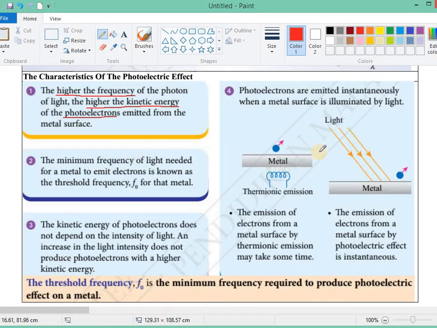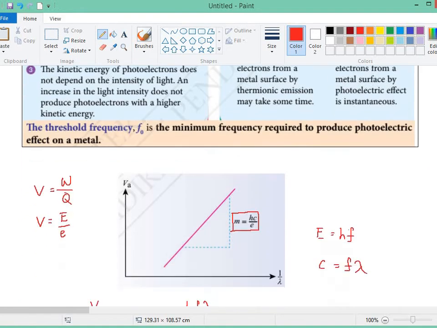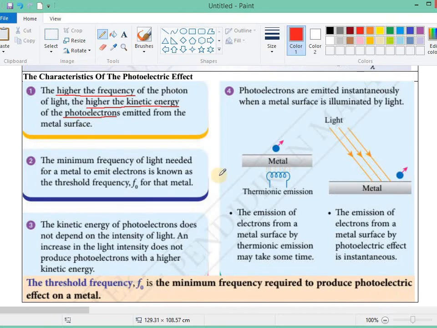That means if you shine a light onto the metal and the frequency of the light is higher, the photon will have higher frequency, and that means the photon has more energy.